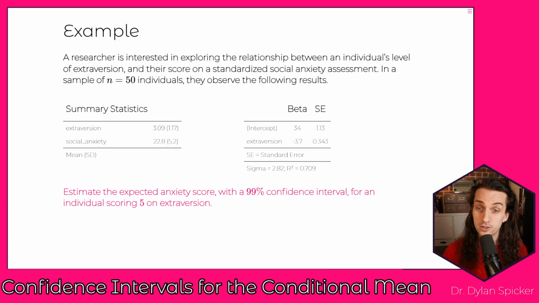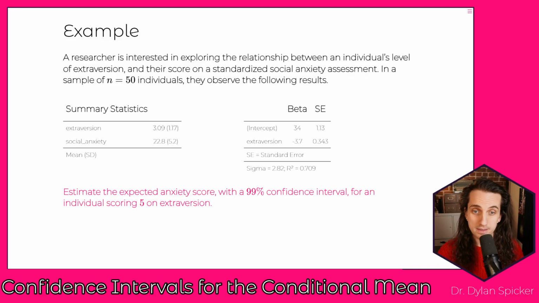We can take a look at a third example here. And again, we'll walk through. It's very similar to the others. So we have a researcher who's interested in exploring the relationship between an individual's level of extroversion and their score on a standardized anxiety assessment. In a sample of n equals 50 individuals, they observe the following results. And then we are given our output for our summary statistics and our regression table.